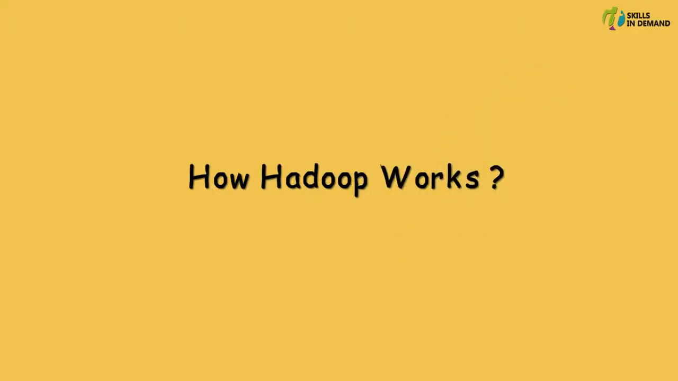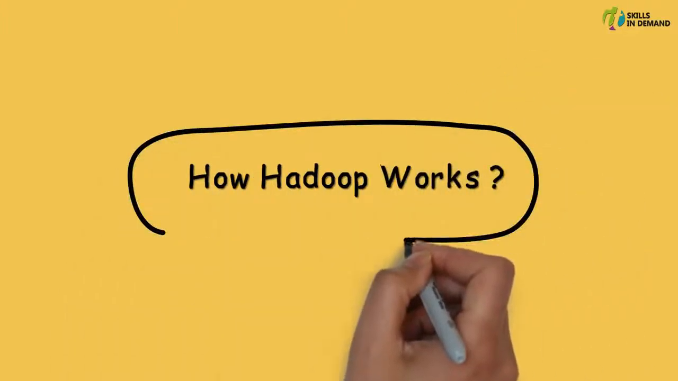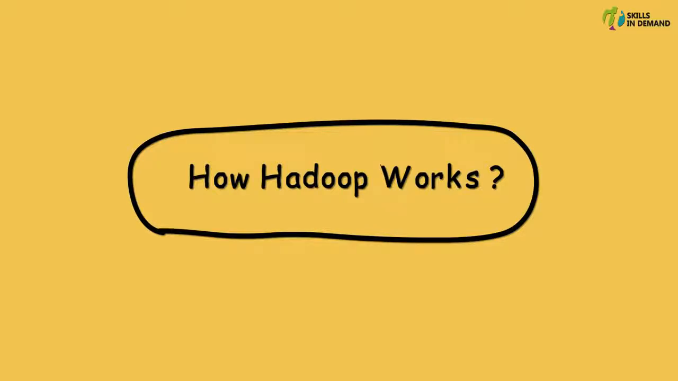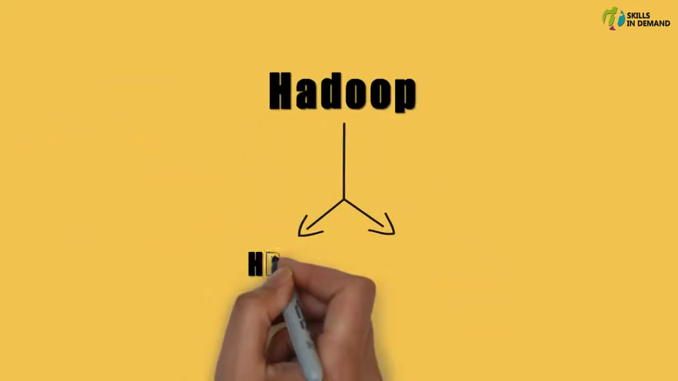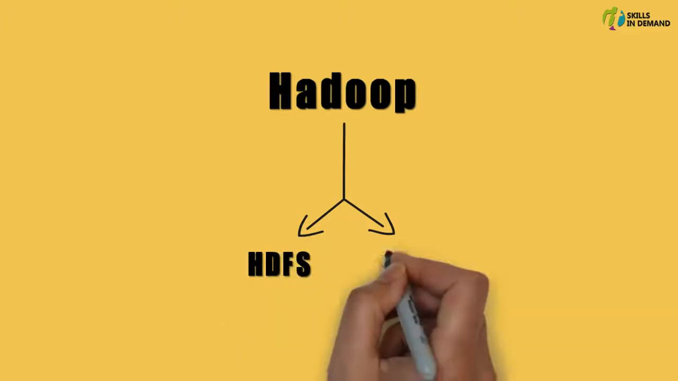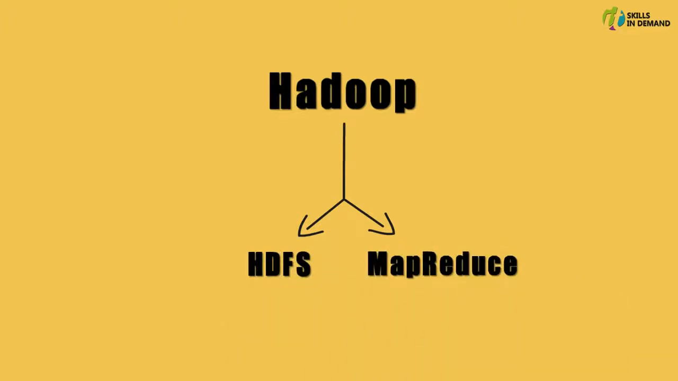In this session, let us try to understand how Hadoop works. The Hadoop framework comprises the Hadoop distributed file system and the MapReduce framework. Let us try to understand how the data is managed and processed by the Hadoop framework.